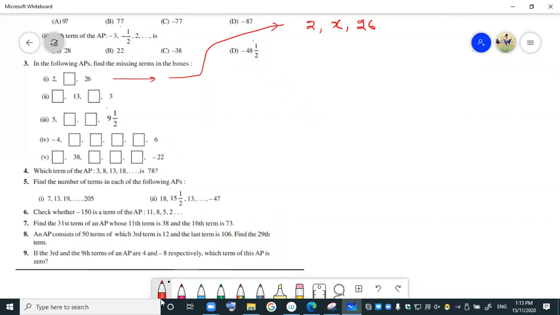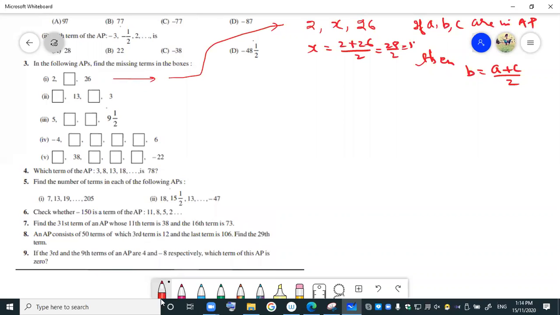One more thing you should remember: if a, b, c are in AP, then b is always equal to a plus c by 2. B will be the mean of the extreme terms. Therefore here x will be equal to 2 plus 26 by 2. So 28 by 2 is 14. So our answer will be 14 here.